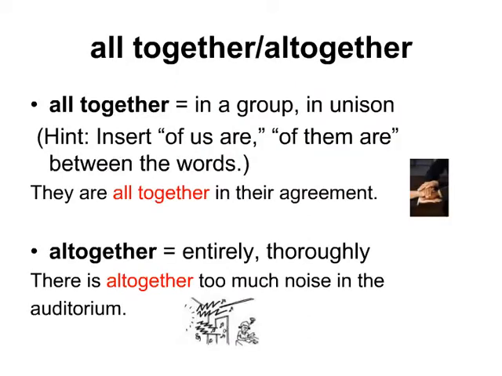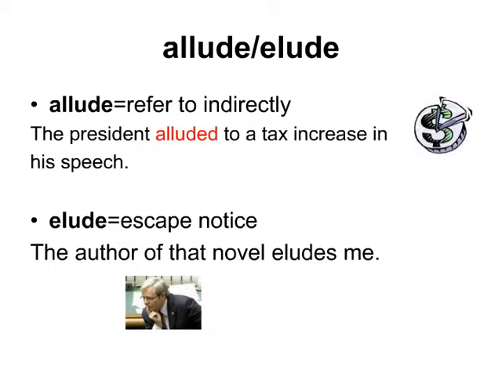The difference between altogether as two words or one is similar to already. If you can insert of them between all and together, write two words. As in accept and except, allude and elude use structural analysis.